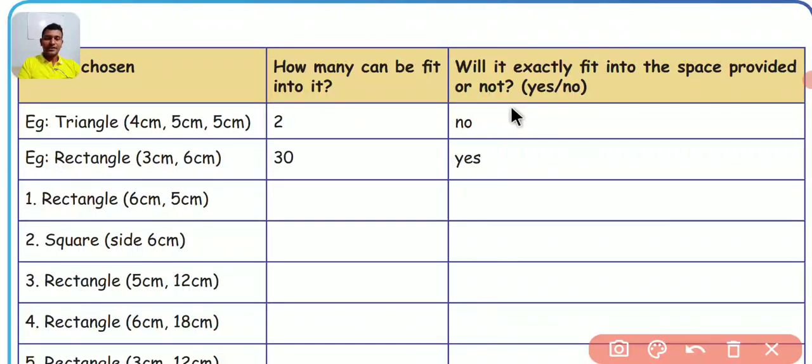We can exactly fix that. If you can fix that big rectangle, you have to write yes. Or if you cannot fix that big rectangle exactly, you have to write no. That's all, students.